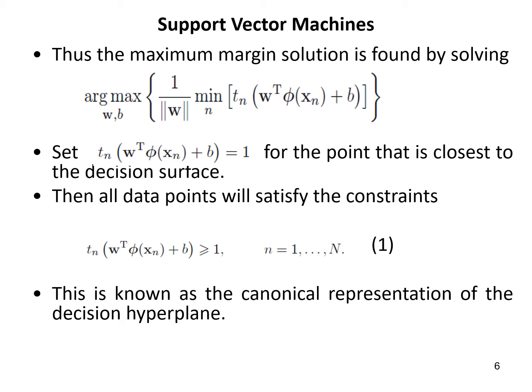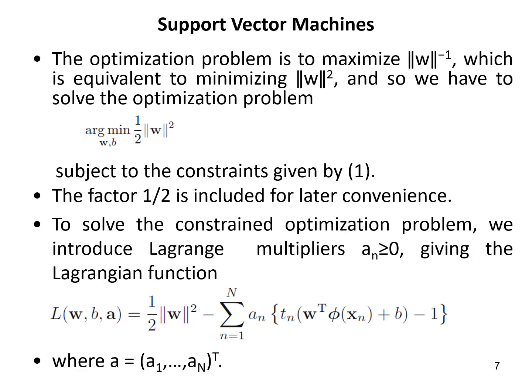Now we can set tn (w^T phi(xn) + b) equal to 1 for the point that is lying closest to the decision surface. Then all data points will satisfy the constraints tn (w^T phi(xn) + b) greater than or equal to 1. This is known as the canonical representation of the decision hyperplane. The optimization problem is to maximize 1/||w||, which is equivalent to minimizing ||w||^2, and so we have to solve the optimization problem of minimizing 1/2 ||w||^2 subject to the constraints tn y(xn) greater than or equal to 1. The factor 1/2 is included for later convenience.